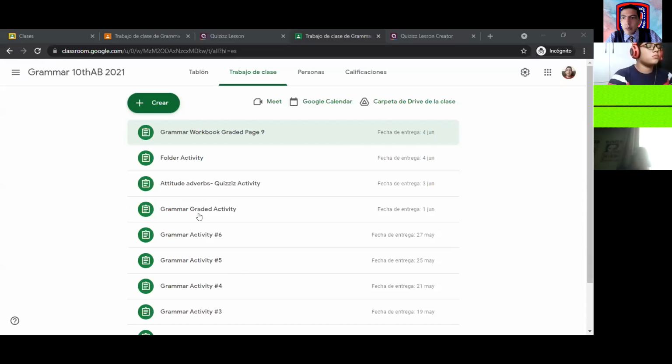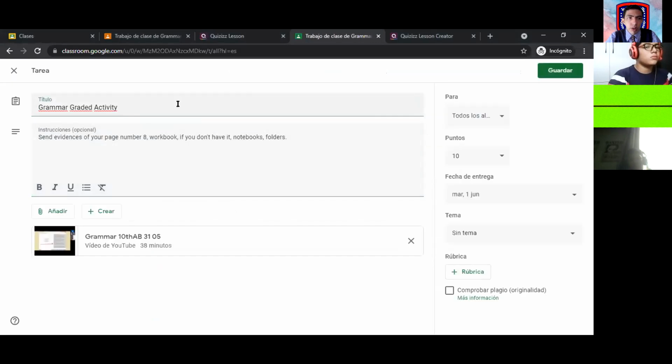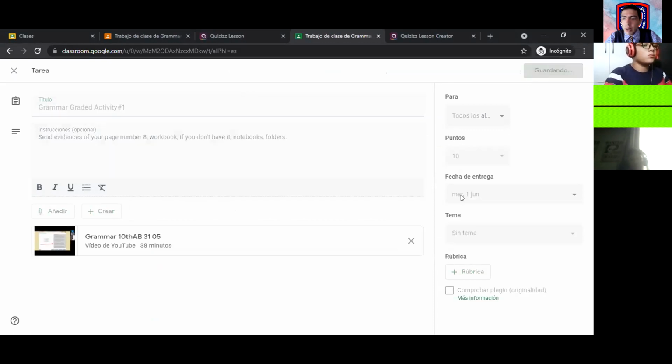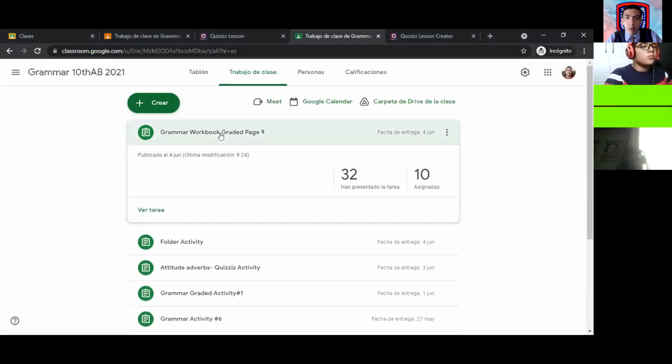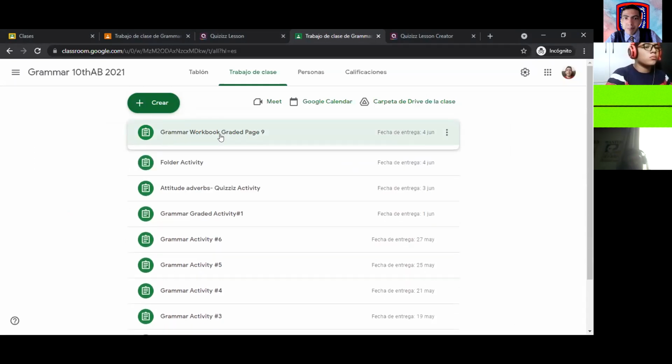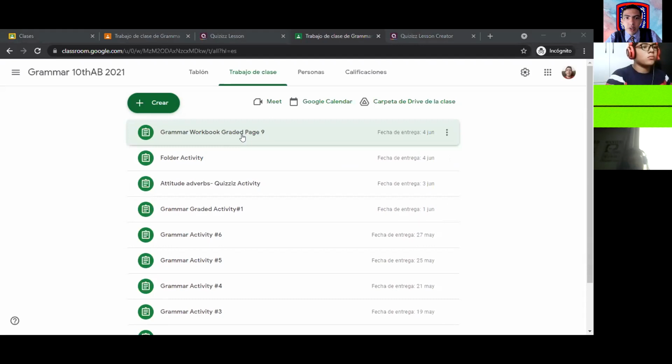Just a reminder of your activities that some students have not sent yet. Remember, this is considered the first grammar-related activity. You still have some time to send it. Some of them I haven't checked because of time. Do not forget, you still have the folder activity and also the grammar workbook graded activity number 9. So please, you still have these 4 activities to send. Even if it's out of date, please send them, okay?